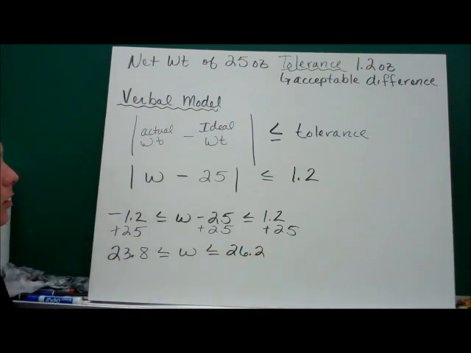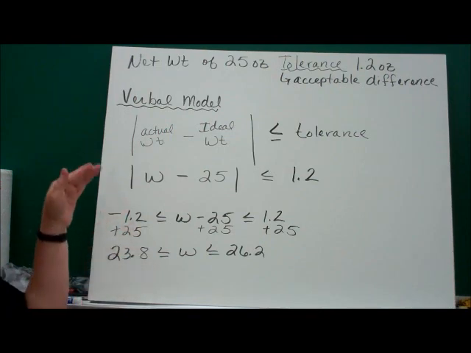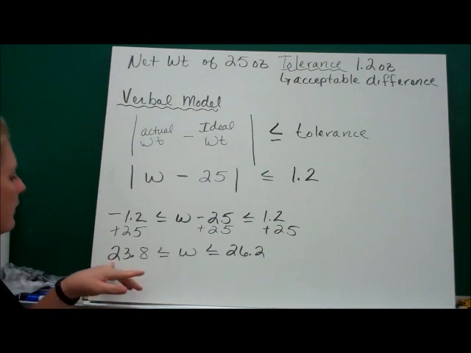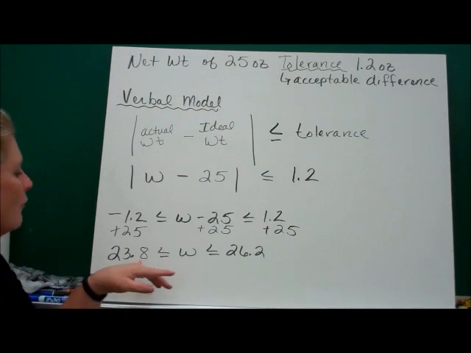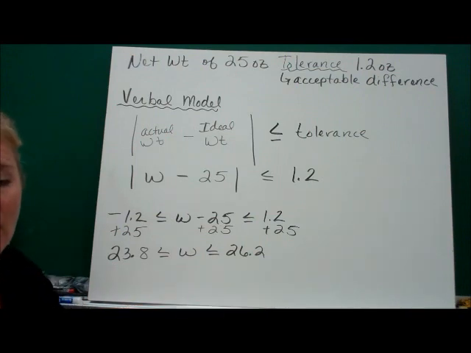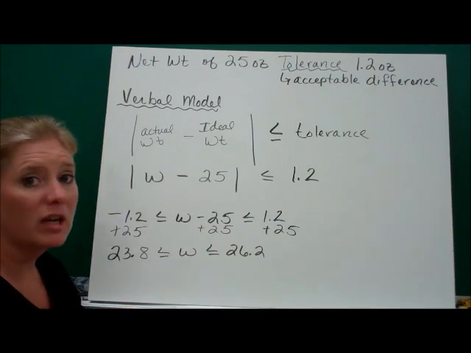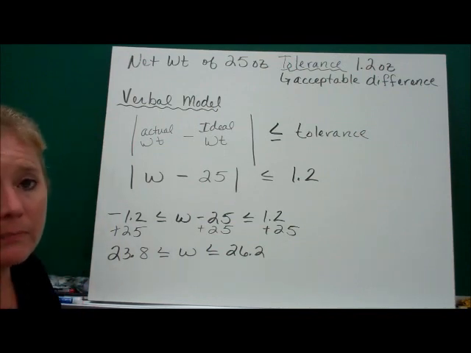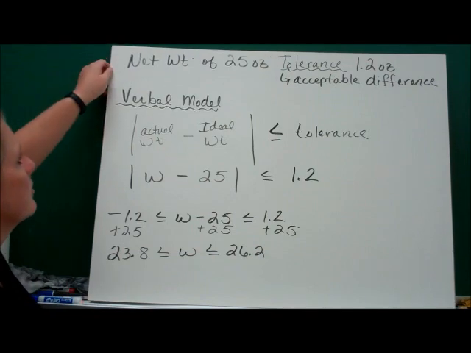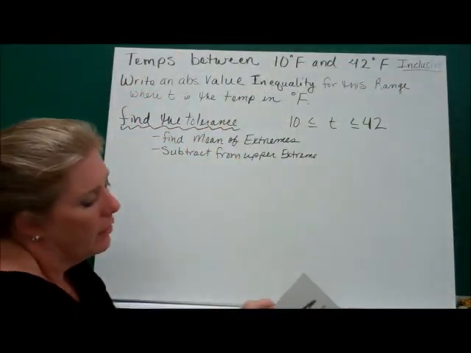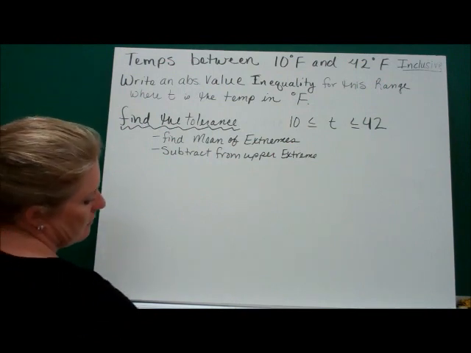So, in terms of our problem, an acceptable net weight for the family-size box of cereal is 23.8 for the lowest amount and 26.2 for the highest. Okay, now anytime you're manufacturing anything, there is a tolerance, there is an acceptable difference, and depending on what your position is or what your job is, they'll let you know how close you can be.